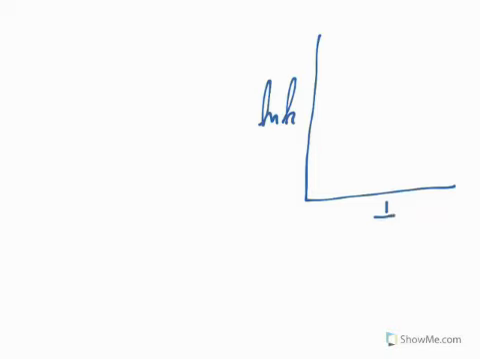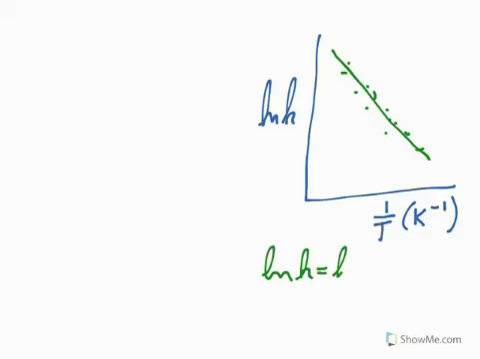Let me erase. So what you're going to be given is a graph of the natural log of the rate constant versus 1 over T in Kelvin units, actually Kelvin to the -1. And you're going to end up with a slope that looks like this. I'm just making the data points up. It'll be a baseline fit to the data. And from this equation, log K equals log A naught minus E sub A over RT.